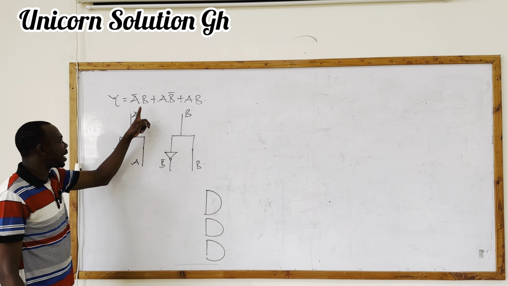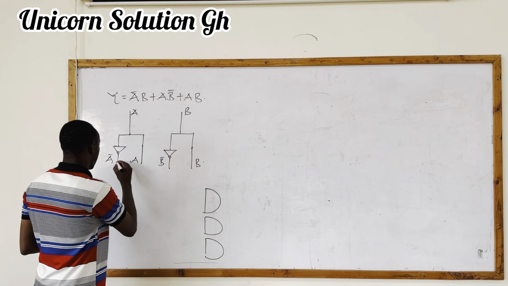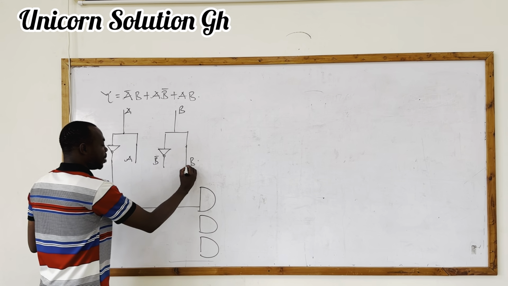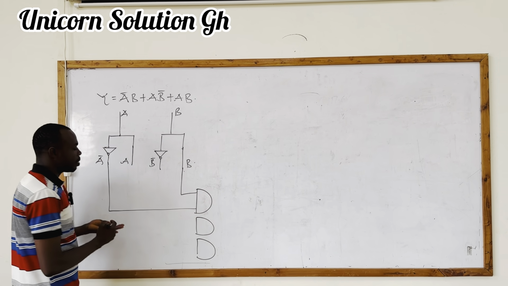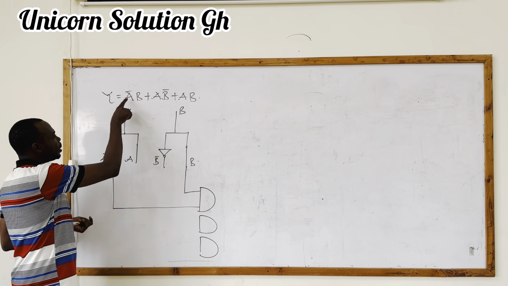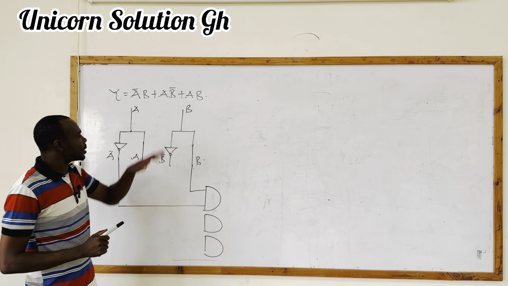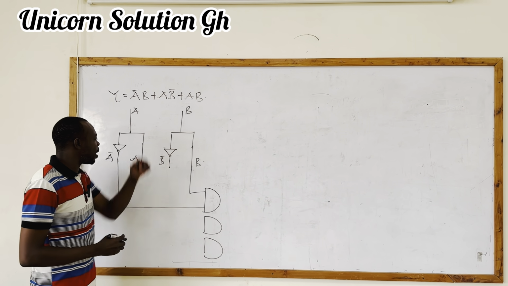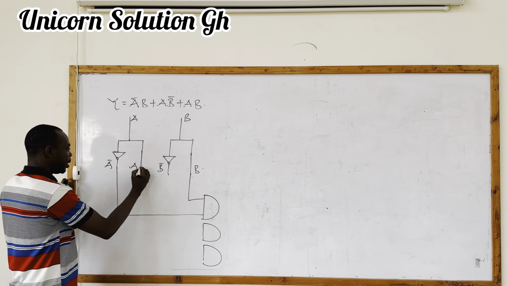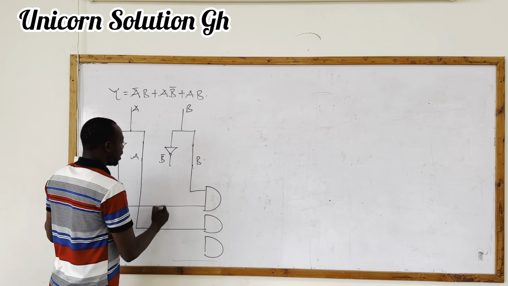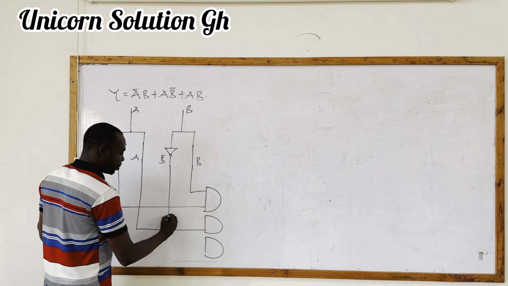So let's look at the first AND gate. It takes A bar B. Where is our A bar? A bar is here. We connect it. Then we have B. We connect that one too. Because we know that the first one is taking A bar B. In the same way, let's check the second AND gate. That is A B bar. Where is my A? A is here. Then I have my B bar also here.